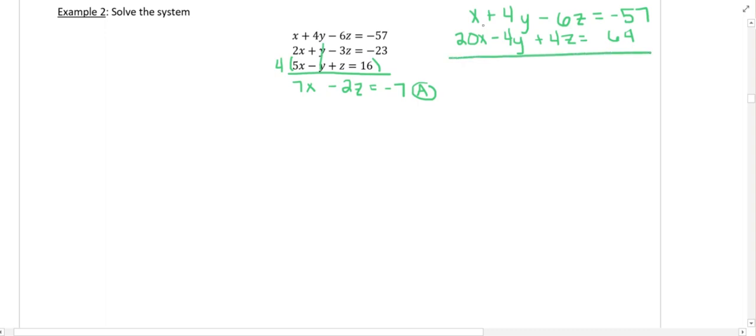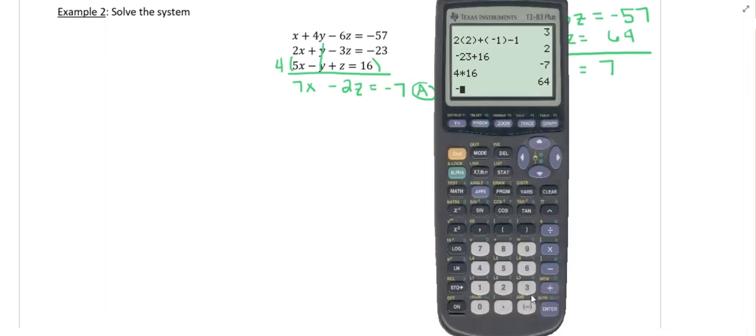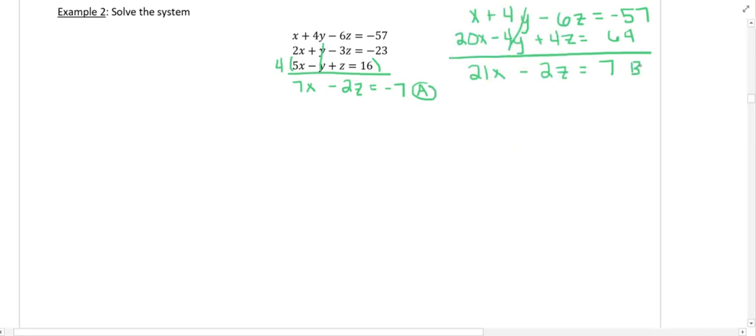Okay, then let's combine these together. So x plus 20x is going to give me a 21x. My y's will eliminate. Negative 6 plus 4 is going to give me a negative 2z. And then 1, 2, 3, and 4 here, that is going to give me a positive 7. And let me check. Okay, so now I'm going to take equations A and B, and I'm going to combine these together. Let's see, we've got a 7x. So I think for this one here, we can probably eliminate the x's. Oh, actually, no, the z's would be easier.